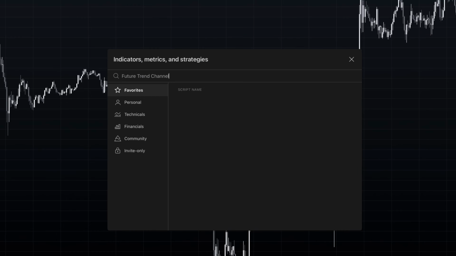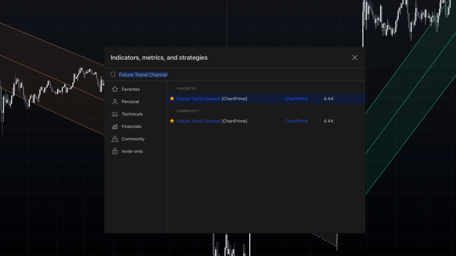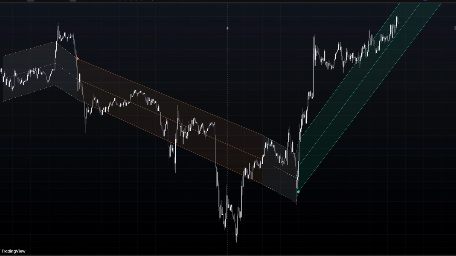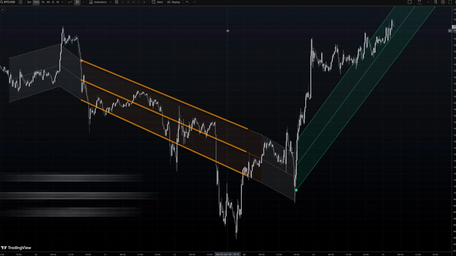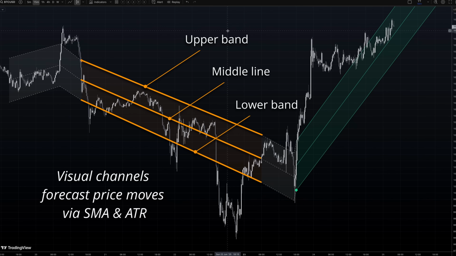Future Trend Channel. Created by ChartPrime, this indicator constructs dynamic trend channels that project future price movements based on current trend momentum. It identifies trend changes using a simple moving average, combined with ATR-based upper and lower boundaries, then creates visual channels that extend forward to forecast potential price trajectories.